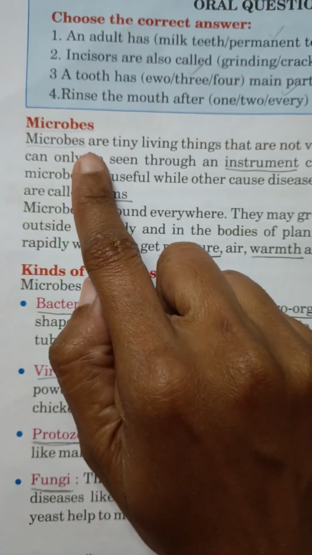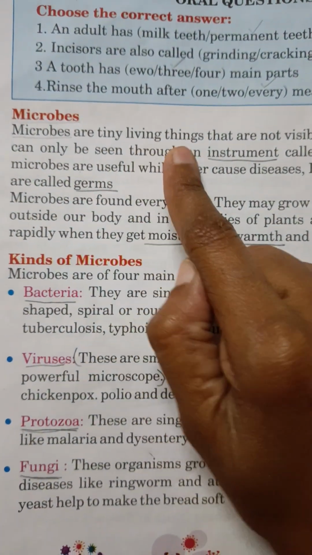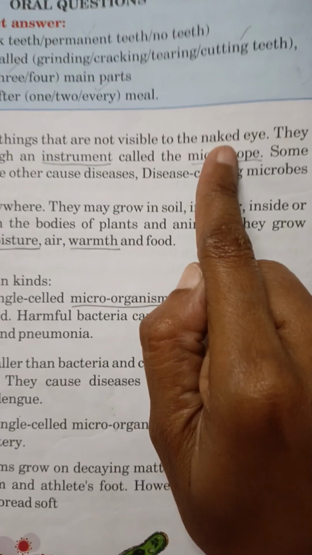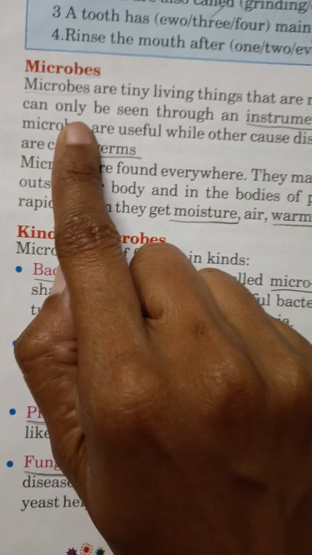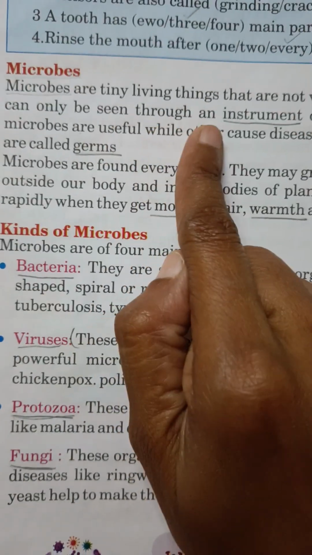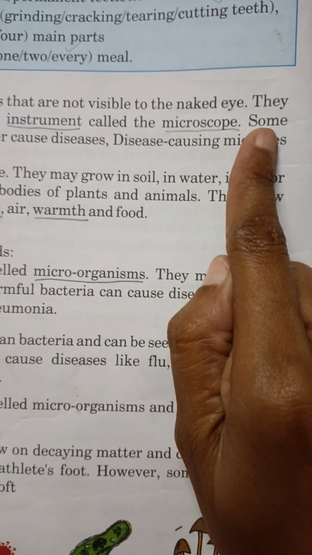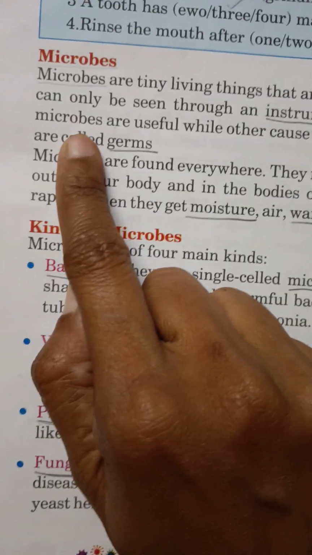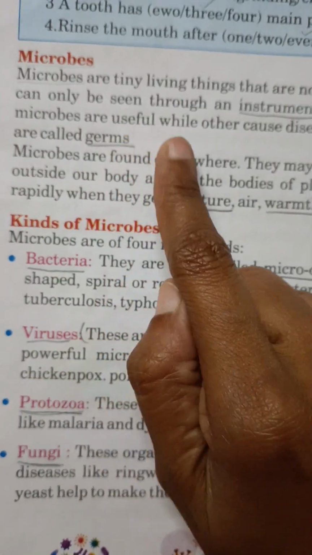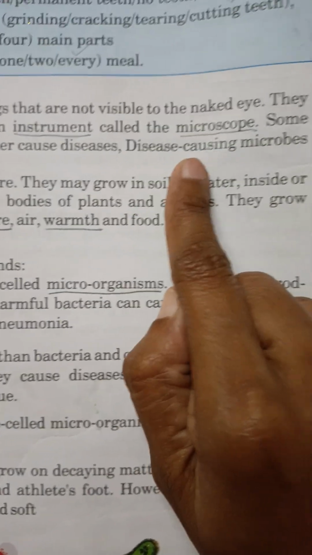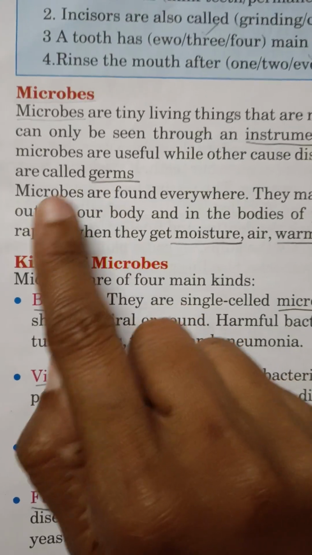Microbes. Microbes are tiny living things that are not visible to the naked eye. They can only be seen through an instrument called the microscope. Some microbes are useful while others cause diseases. Disease-causing microbes are called germs.